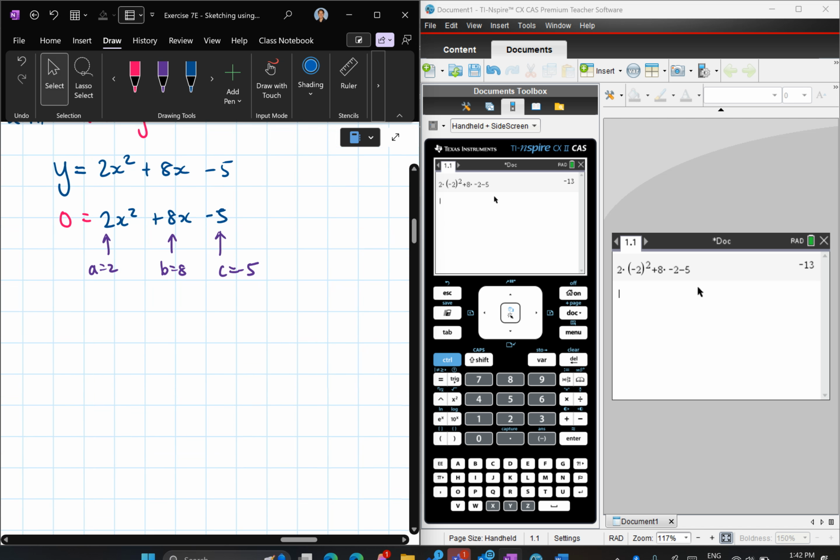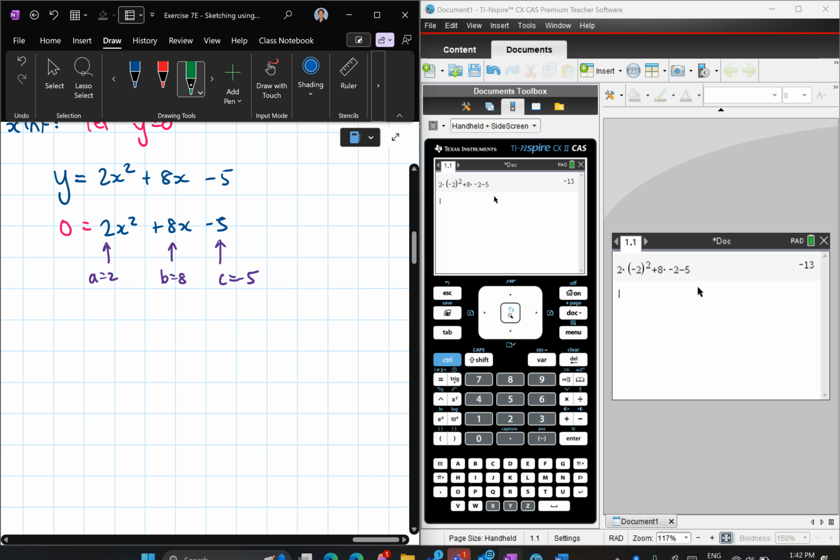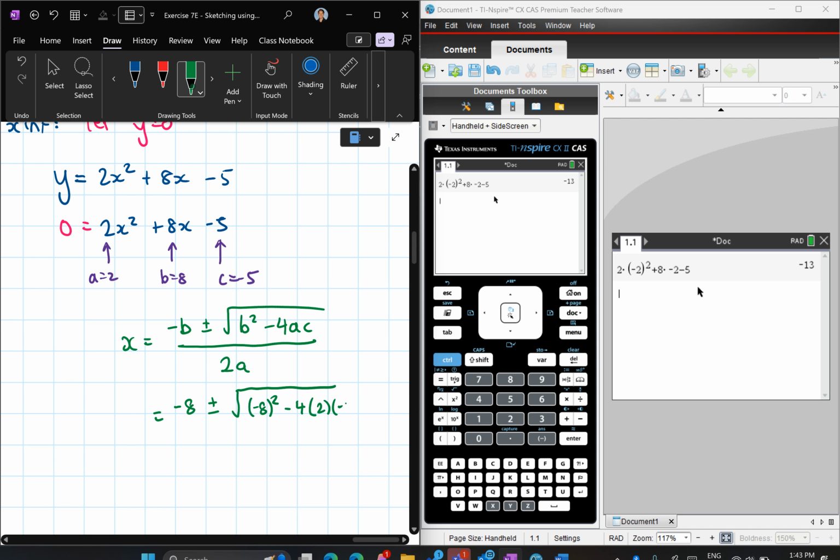So all you have to do is use the formula, which is called the quadratic formula: x equals negative b plus minus square root of b squared minus 4ac, all over 2a. Now, if you type that in your calculator, you'll get your answer. So we fill it in. It's negative 8 plus minus square root, and you've got negative 8 squared minus 4 times a, which is 2, times c, which is negative 5, divided by 2 times a, which is 2.